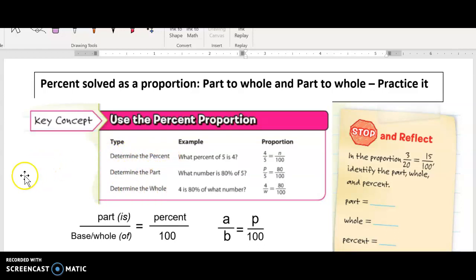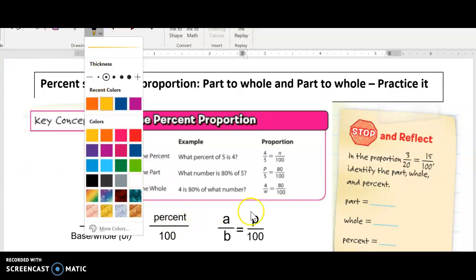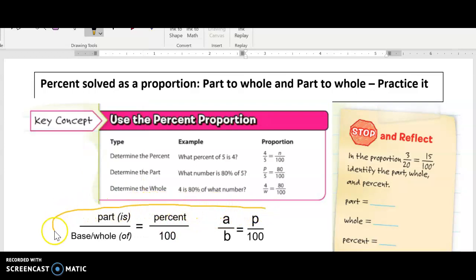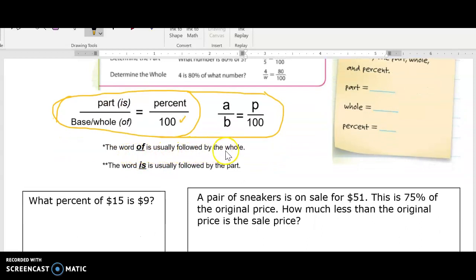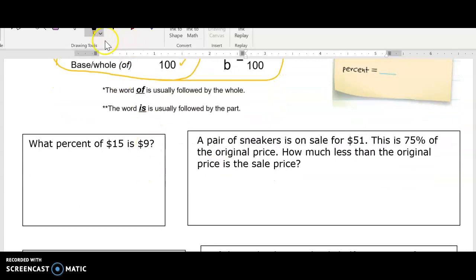part, determine the whole. This equation right here is going to help you, and this is part to whole, part to whole. Okay, the nice thing is this always is 100, so we have that. One of these is going to be unknown, and you're just going to solve for the other one as you did your proportion problems. Of usually is followed by the whole. The word is usually followed by the part.